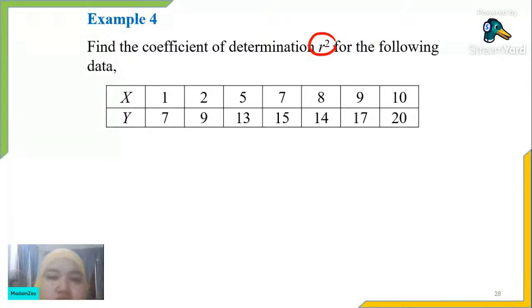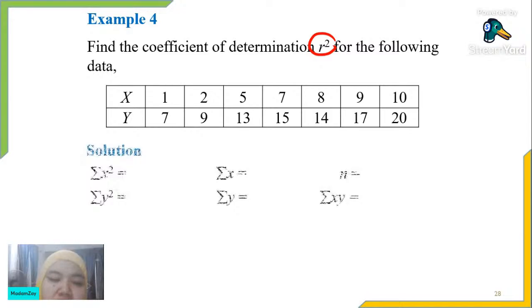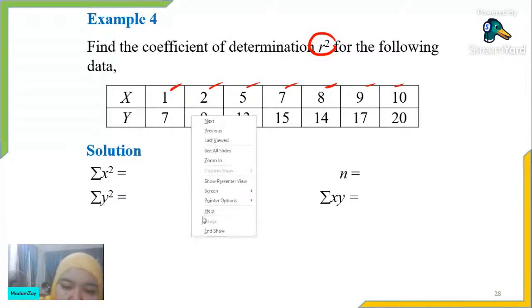Okay, so to find the coefficient of determination, the same steps as the coefficient of correlation, we need to find all the summations, which are summation of x squared, summation of x, summation of y squared, summation of y, and summation of xy, and also the value of n. For n, we can calculate it manually, just count it. So we have 1, 2, 3, 4, 5, 6, 7, 7 data. So for n, we directly know it's 7 data. And then for all those values, what we need to do is find the summations by using the calculator. Okay, so let's find it together.